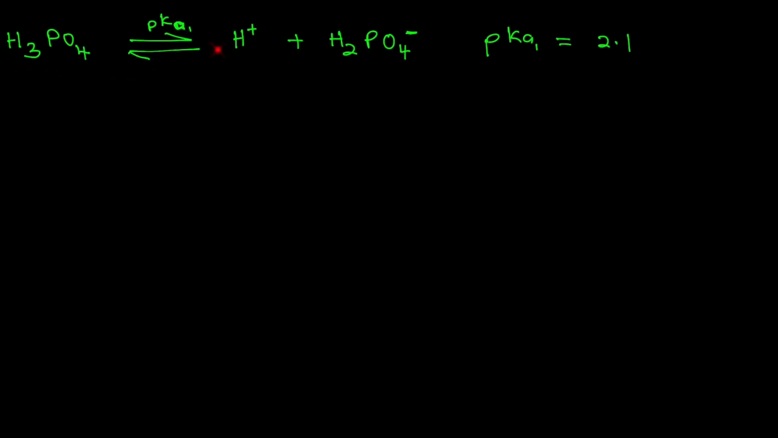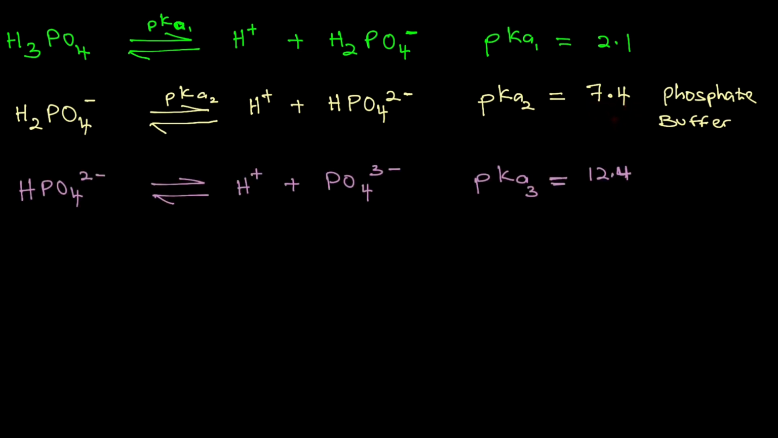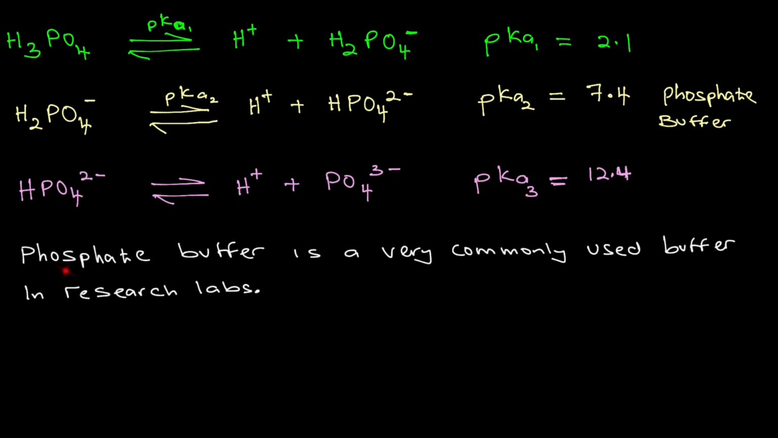Another example is a triprotic acid, and for the first dissociation constant, the pKa is 2.1. The second dissociation is when the conjugate base here dissociates into a new conjugate base, with a phosphate buffer at 7.4. The third dissociation is when that dissociates finally to form the third pKa, which is 12.4. The phosphate buffer, the second one, is a very commonly used buffer in research labs.